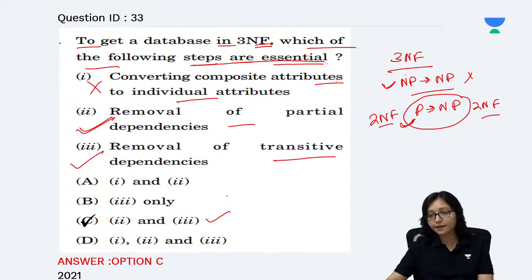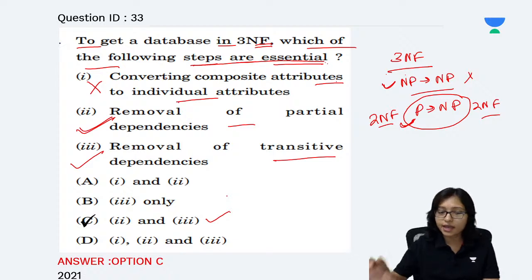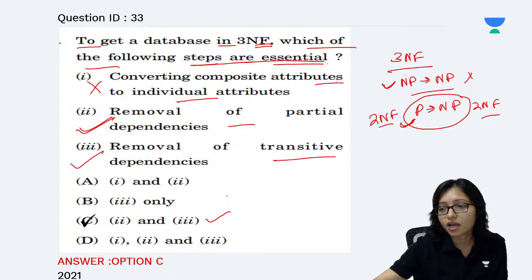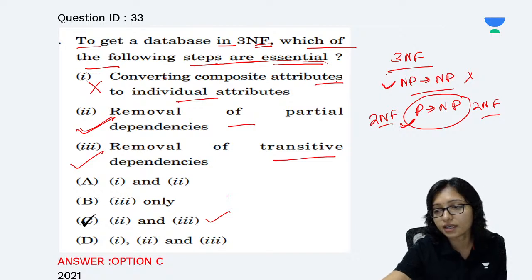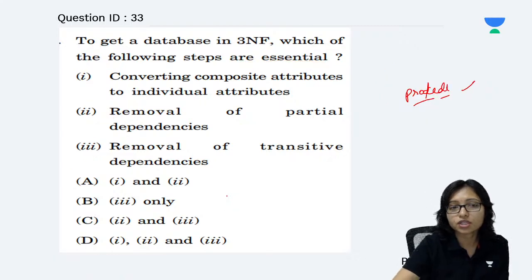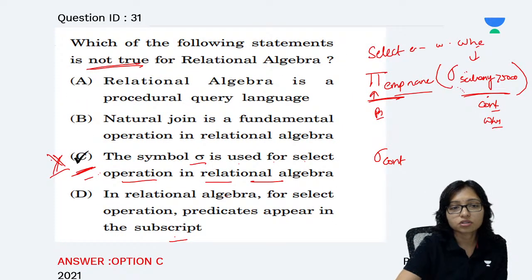This one is clear. There is no mistake, I hope. Yes. This one is clear. I am coming to that question. I hope this one is clear. There is no mistake. You are telling that natural join, how is it... this question you have doubt.